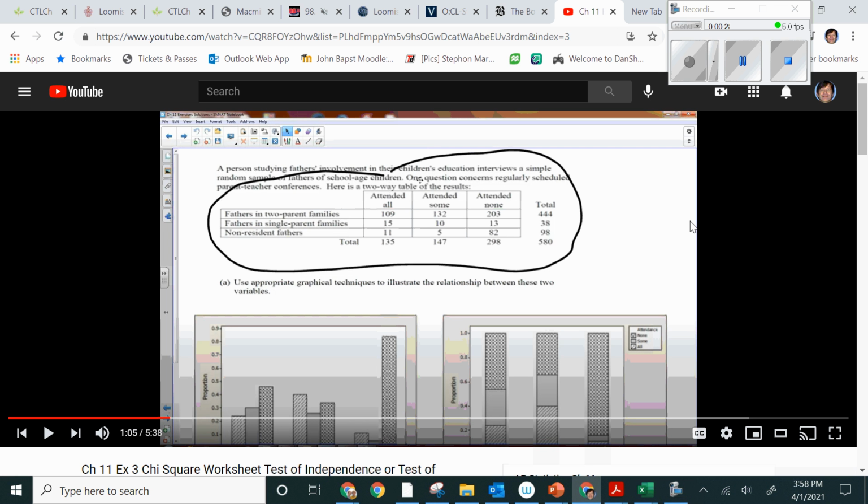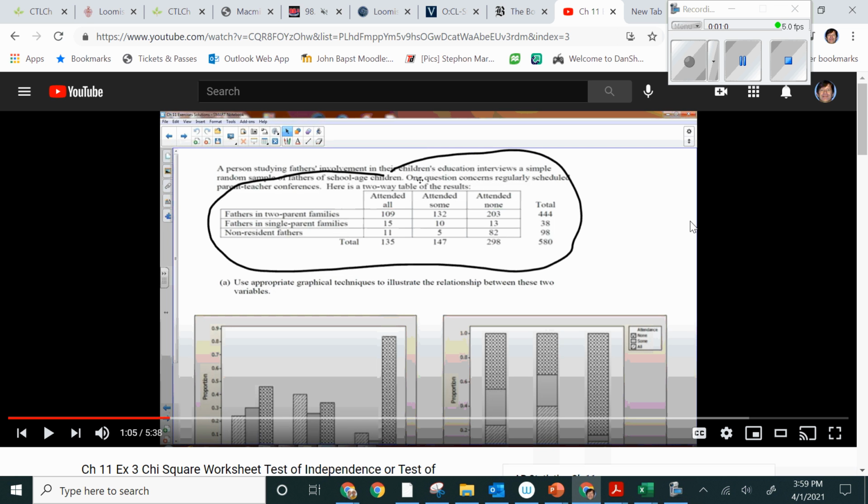If you can read underneath there, it says they're looking to see if there's a relationship between the father's status in the household and whether the father attends meetings of teachers with school age parent-teacher conferences. All right, so this video is to show you how to use your TI-84 to help you conduct that test.